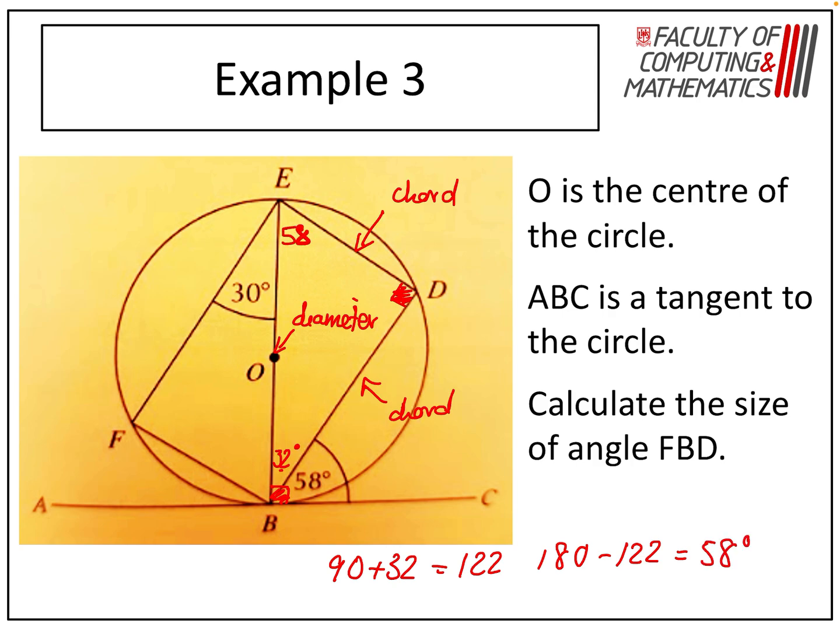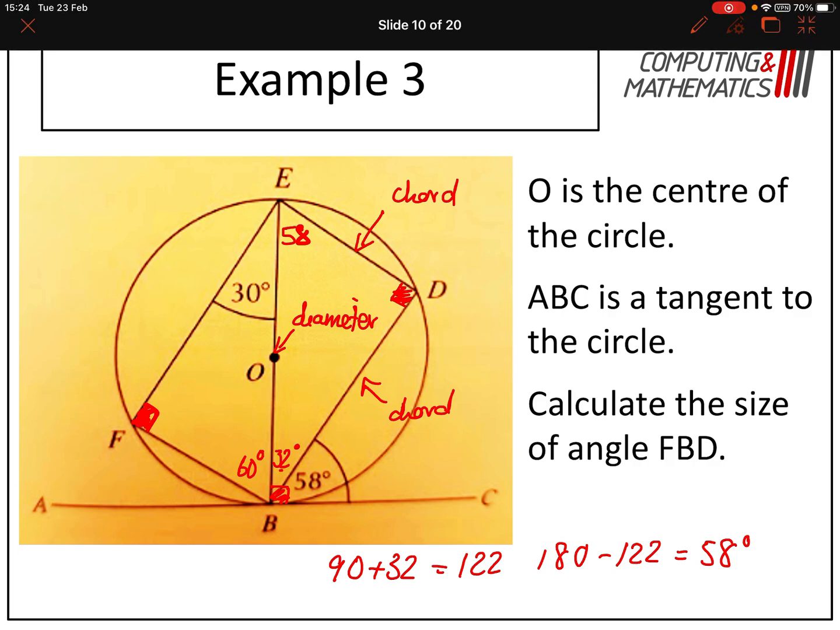Okay, then this one here is also an angle in a semicircle, so there's my 90. So this one down the bottom has to be 60 using the same logic.